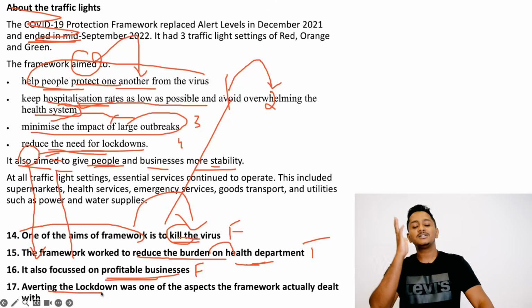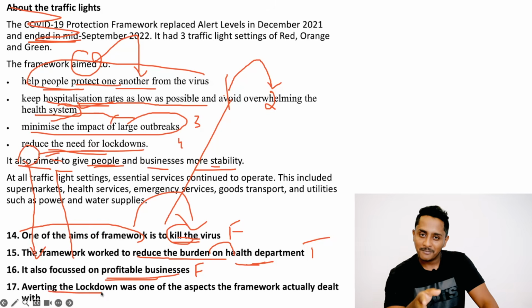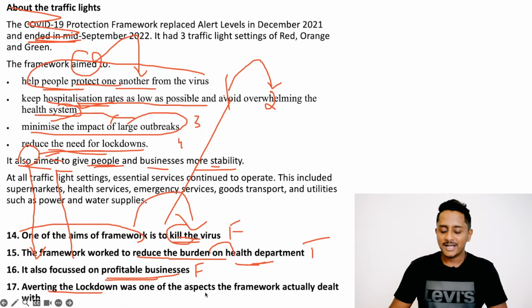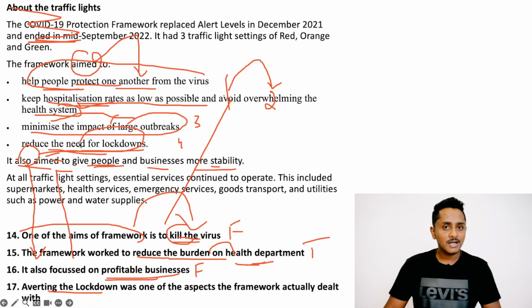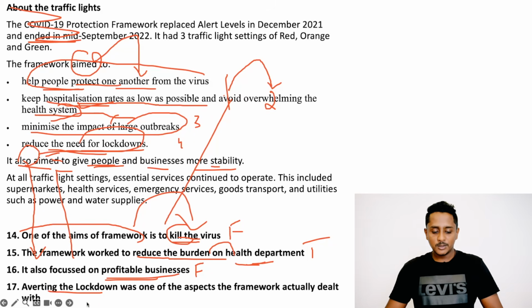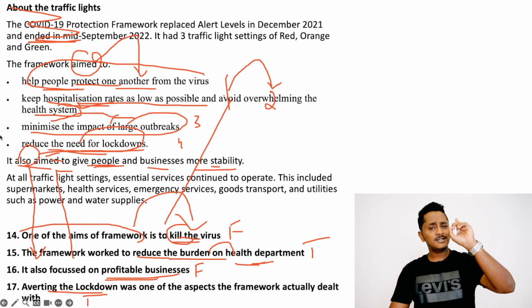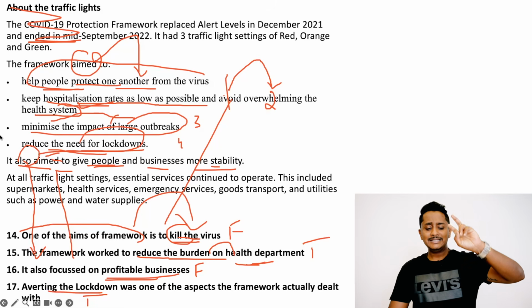Averting, aversion is vocabulary based. Aversion means to stop. Averting the lockdown was one of the aspects the framework actually dealt with. Reduce the need for lockdowns. That's it. Aversion, averting is stop. This is going to be true. 14th is false. 15th is true. 16th is false. 17th is true.